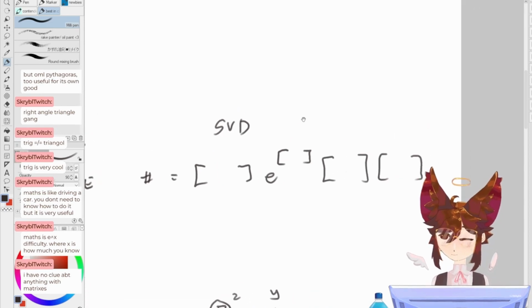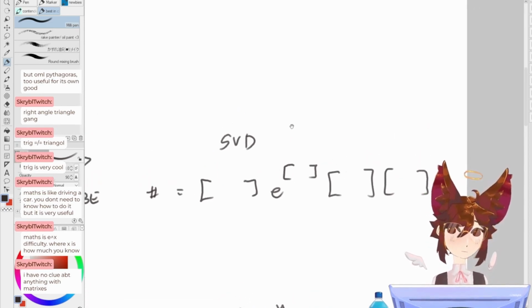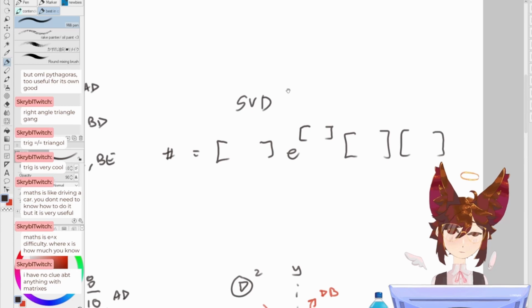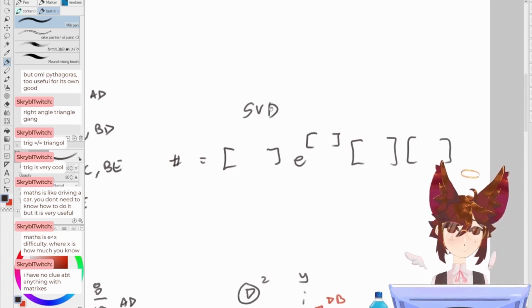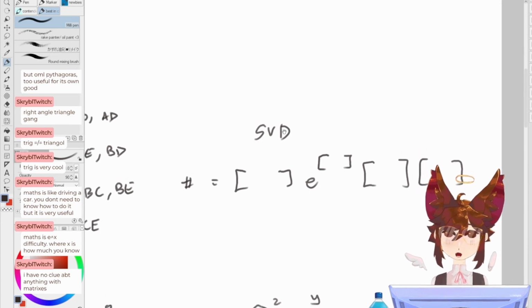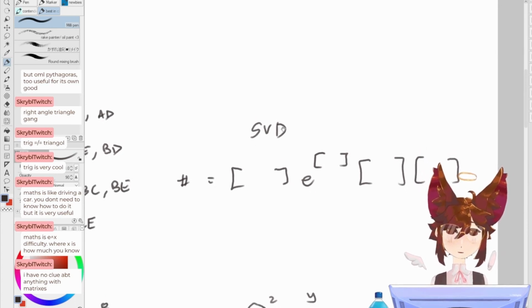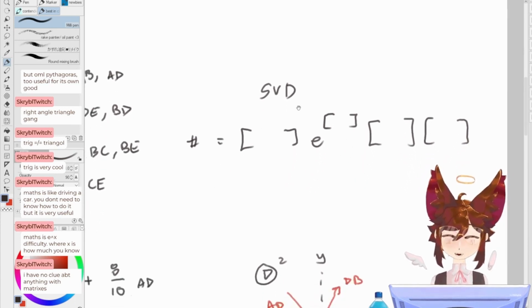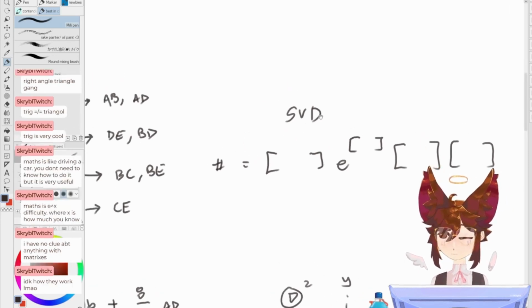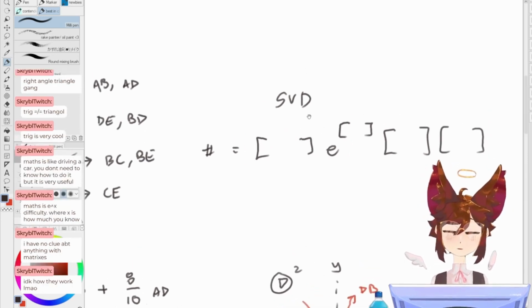I have no clue about anything with matrices. Matrices are really cool. Linear algebra was honestly the first course that I had where I was like, I think I like math more, because calculus was the start. I don't know how they work.